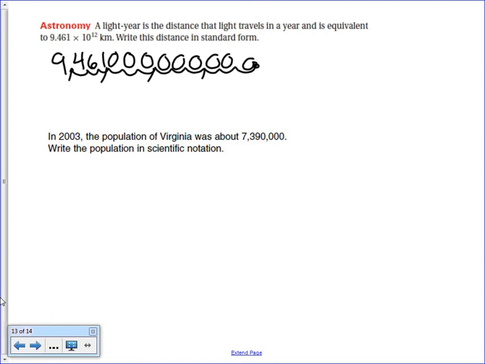Next one, in 2003, the population of Virginia was about 7,390,000, right, in scientific notation. So where do I want that decimal point? Well, in between the 7 and the 3. So 7.39 times 10 to the what power? Well, that's 10 to the 6th. So scientific notation is a good tool to use where we have numbers that are really big or numbers that are really small. It's just a big time saver.